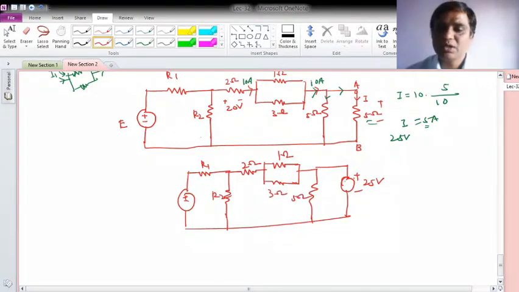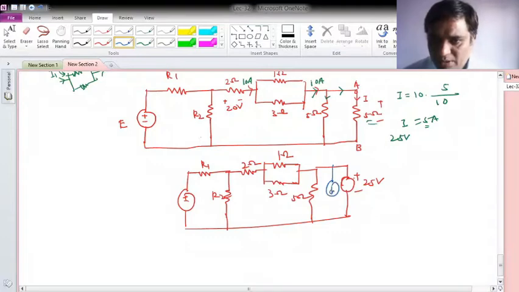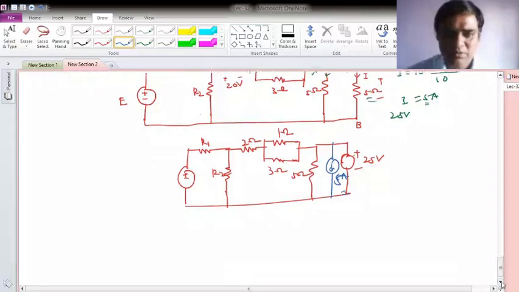Okay, and now suppose I am interested to replace it by a current generator, so what can be done? It will be replaced by a current generator here. Okay, and what should be the value? The value should be 5 ampere. Okay, so this way you can verify this theorem.